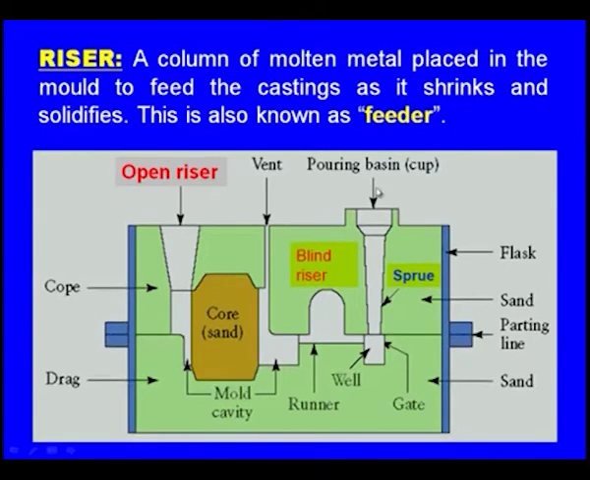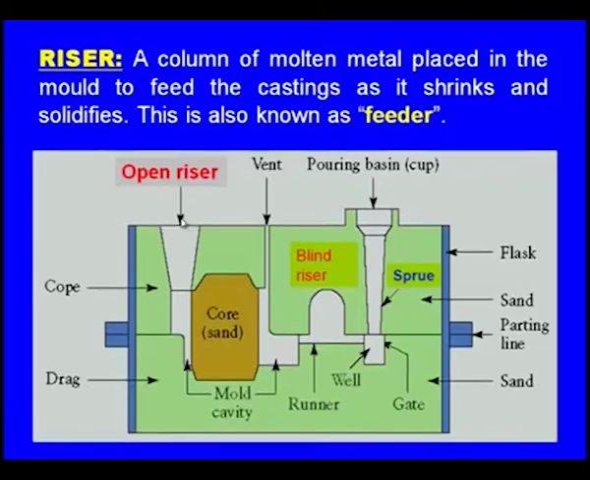As the molten metal fills the cavity, it rises here. Once it comes here, it is an indication that the cavity is filled with the molten metal. At that time we stop pouring the molten metal. This is the secondary purpose of the riser.